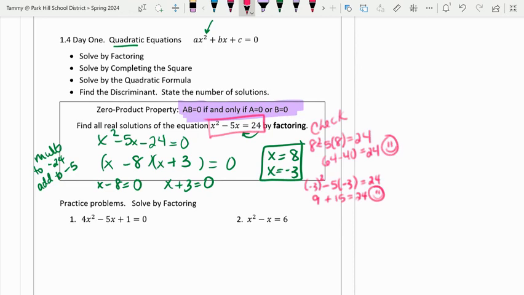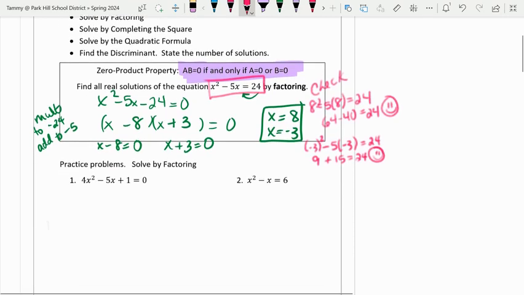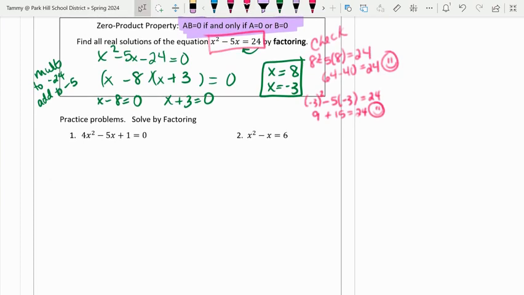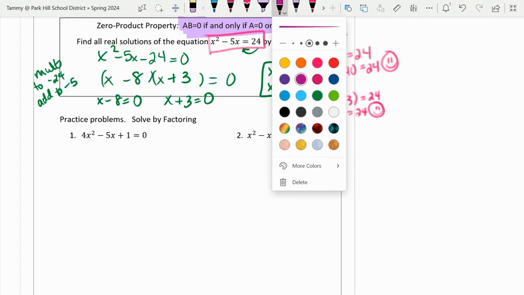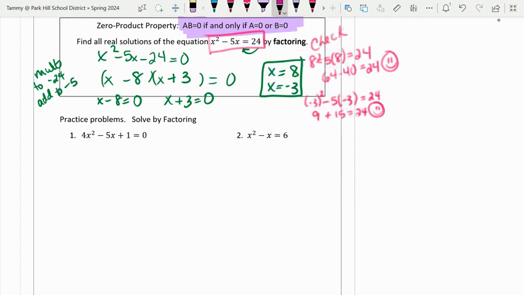All right, next one, solve by factoring. The second one here, the leading coefficient is not a 1. So we have to do the x method. So multiply 4 and 1 and you get 4. Negative 5 goes here. So I need two numbers that multiply to 4 and add to negative 5. So that's going to be negative 4 and negative 1.